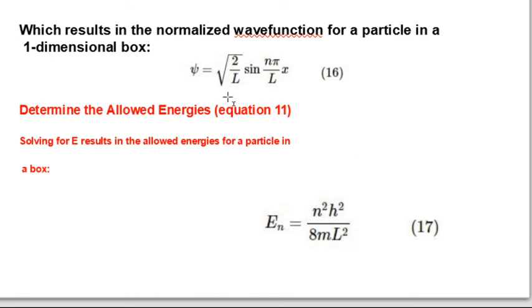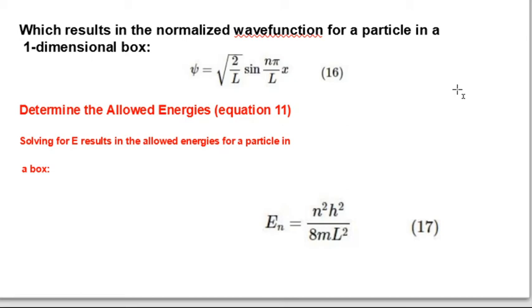So the wave function can have different values when you change the value of n. They are called the eigenfunctions. For n equal to 1, we get the first eigenfunction, n equal to 2, the second eigenfunction, and so on.